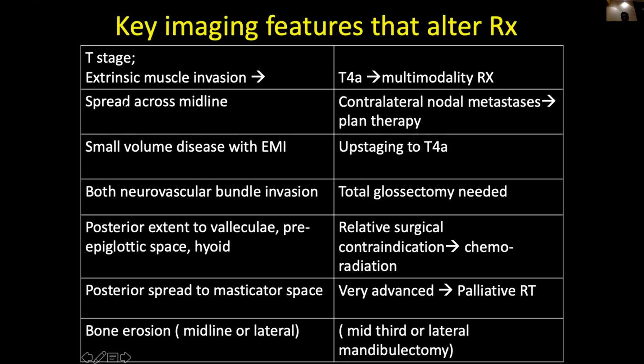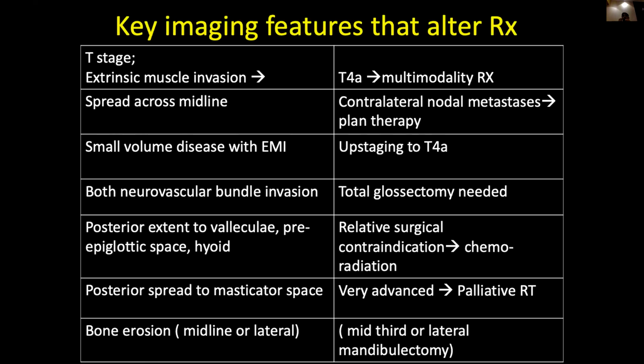Spread across the midline, as I said: if you have spread across the midline, you may have contralateral nodal disease. The risk of contralateral nodal metastasis goes up to 12% in cases of midline-crossing disease, and you need to plan the contralateral neck also. Small volume disease, if it is involving the extrinsic muscles, which is again removed, as I said, some of the slides would be old, but it is still important to understand that the bulk of the tumor would be removed.